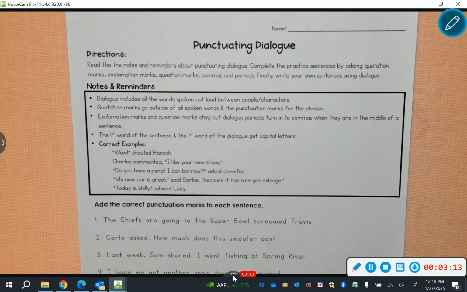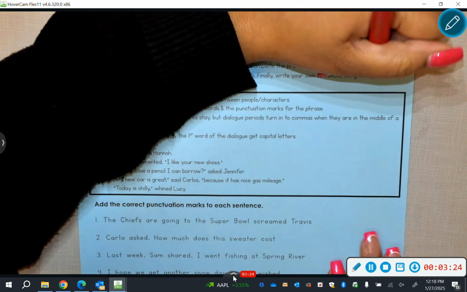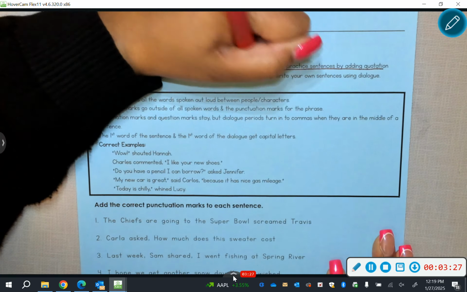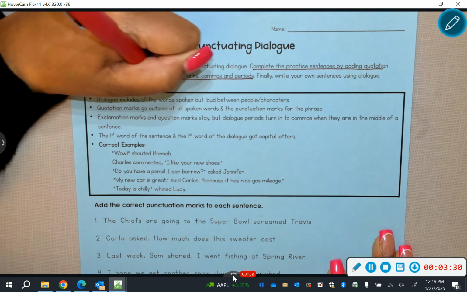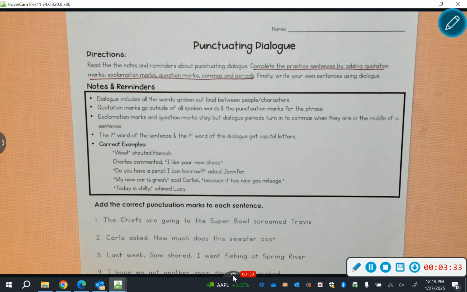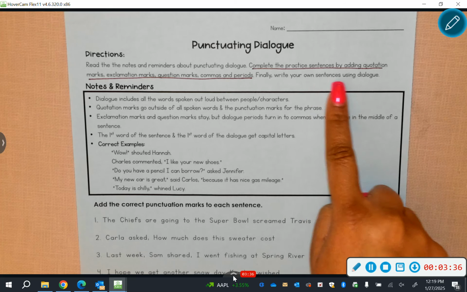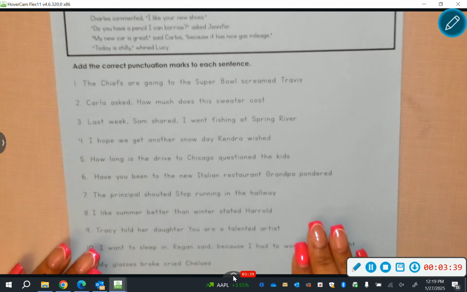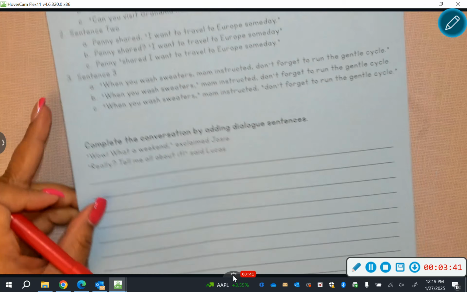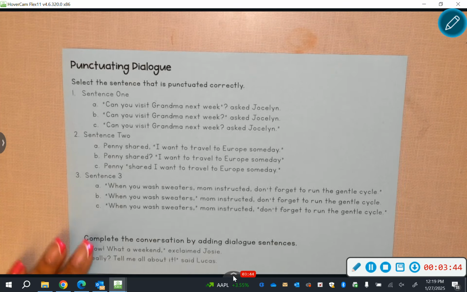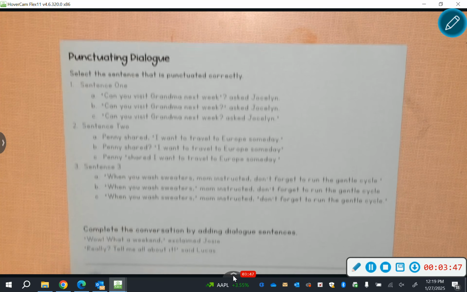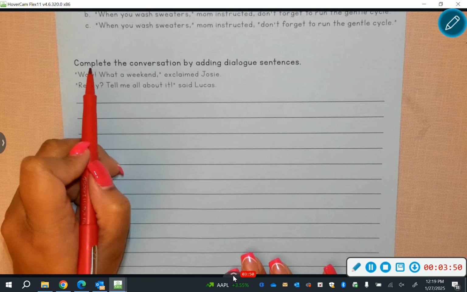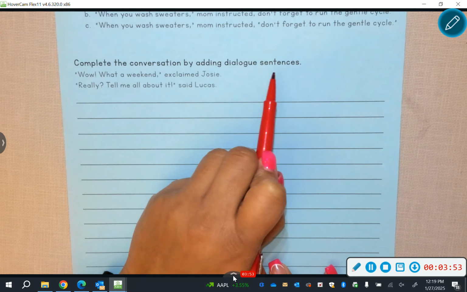The directions say read the notes and reminders about punctuating dialogue, then complete the practice sentences by adding punctuation marks, exclamation marks, question marks, commas, and periods. Here are the directions. We're going to do one together, and then on the back it says write your own sentences using dialogue. So these we're going to add punctuation marks to. You have some questions on punctuating dialogue. You're going to select the right answer choice. And then it says to complete the conversation by adding dialogue sentences.